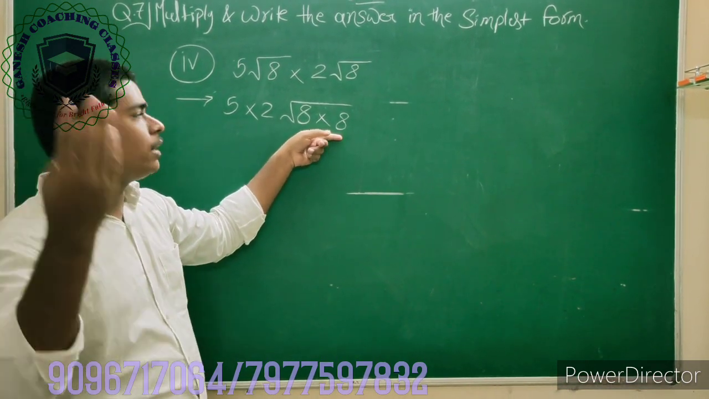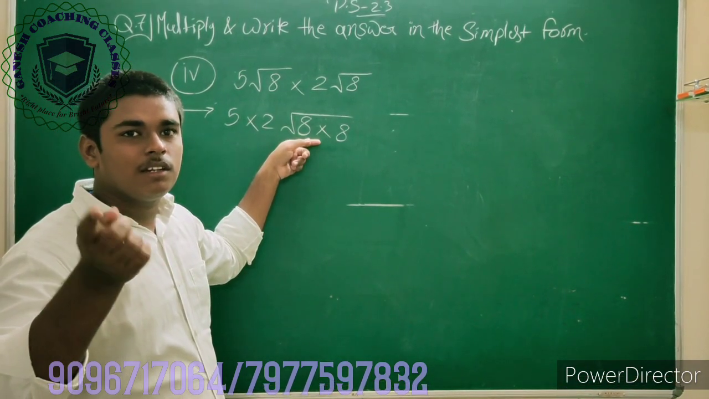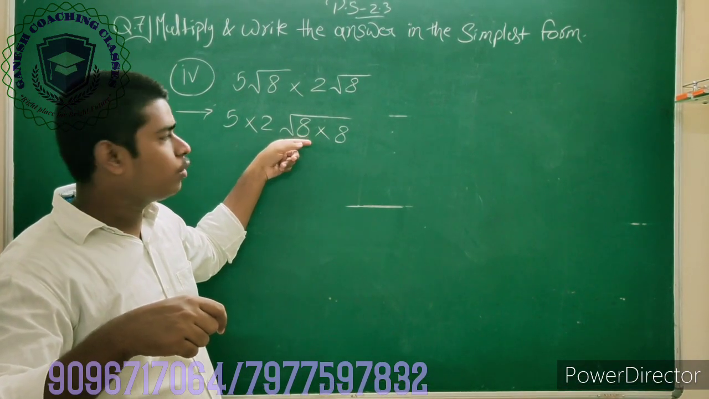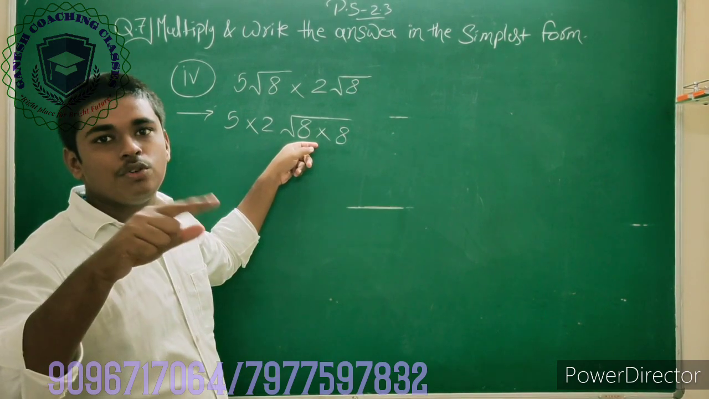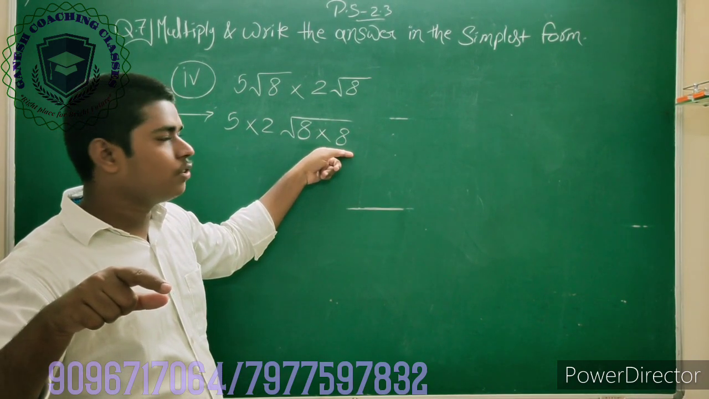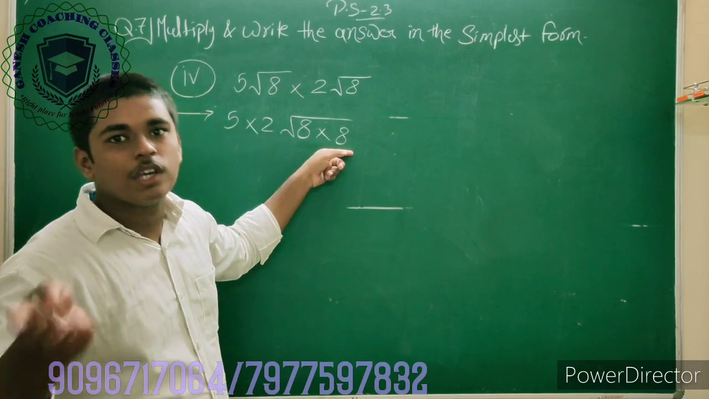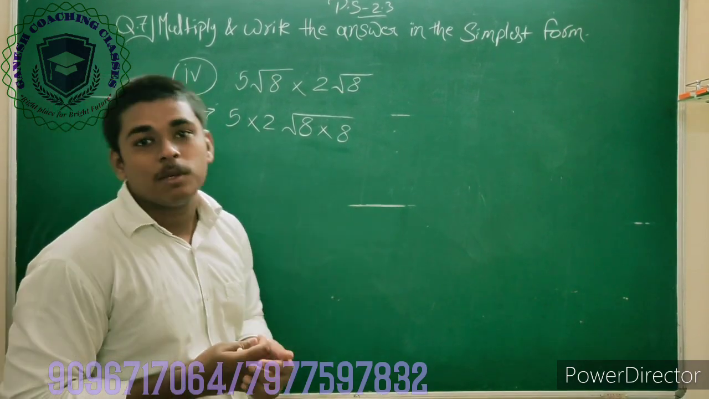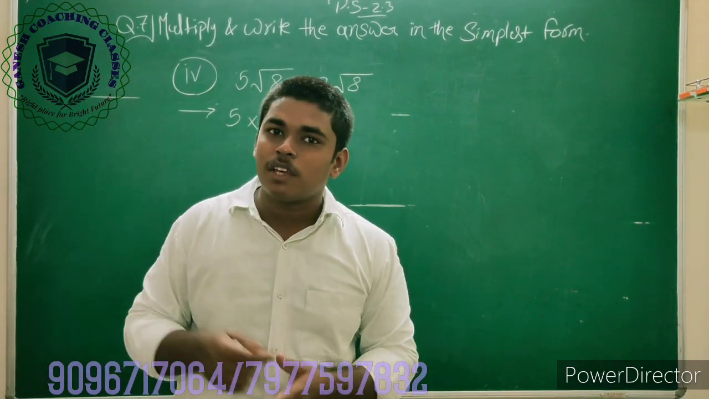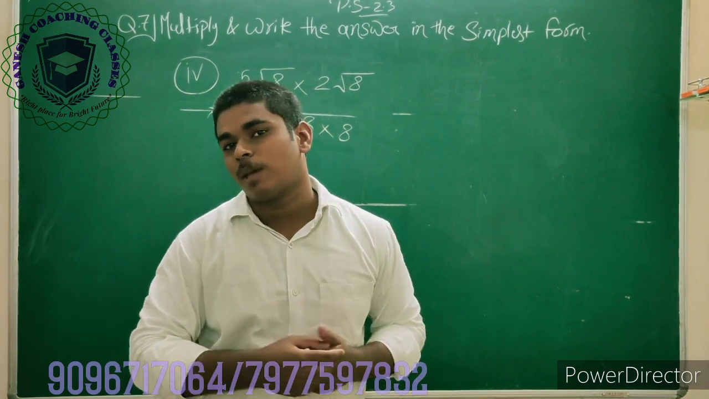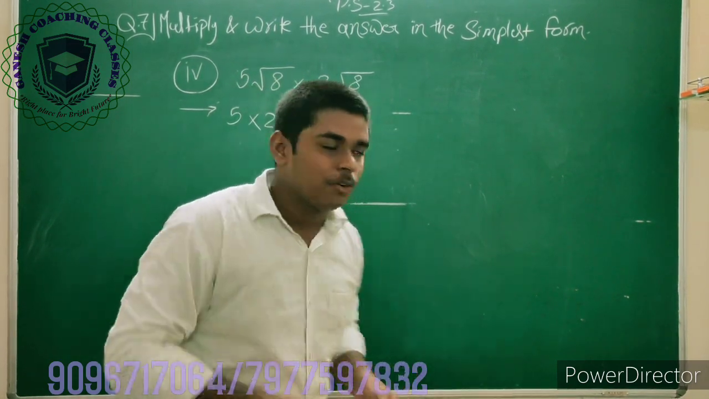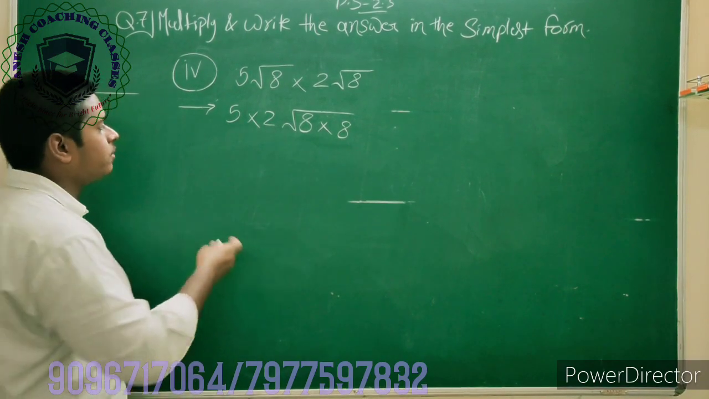And the other method is that we can directly substitute the prime factors. What is the prime factor of 8? 2 into 2 into 2. And what is the prime factor of 8? 2 into 2 into 2. Okay, so now 2 is multiplied how many times? 6 times. When it comes outside the root, it converts into 3 times. That is again 8. Okay, so here we are doing it directly.